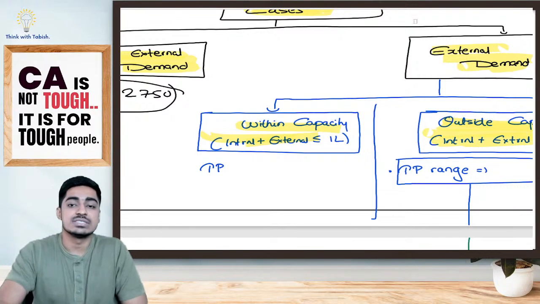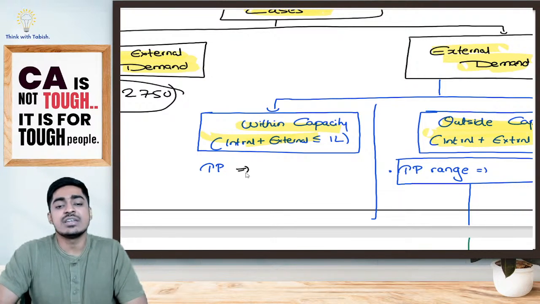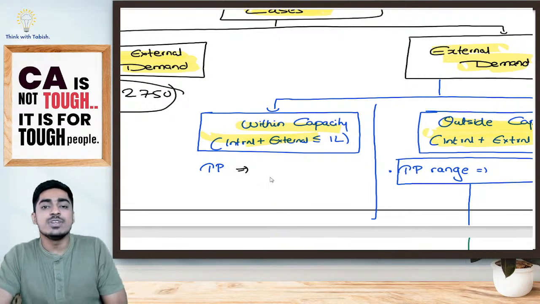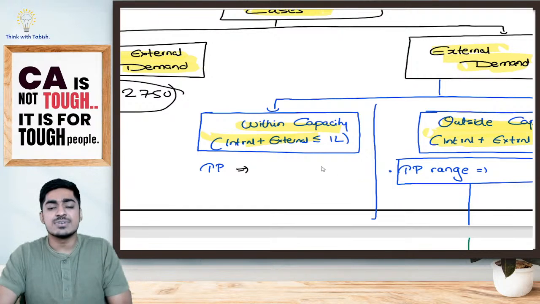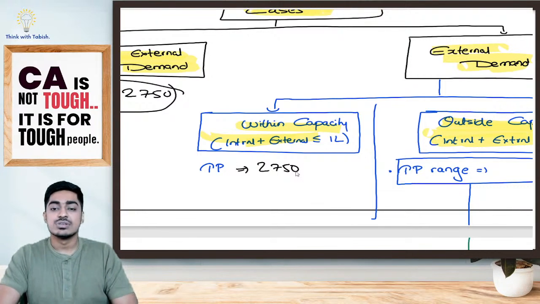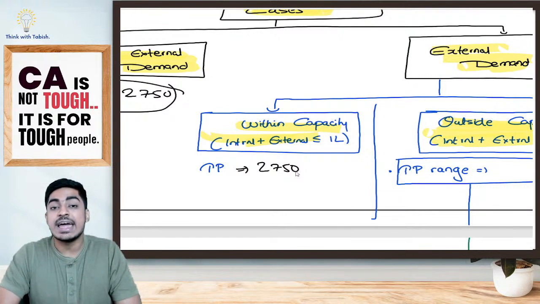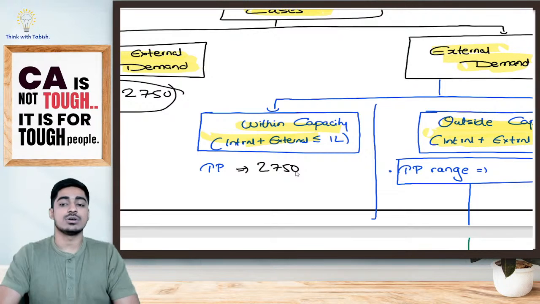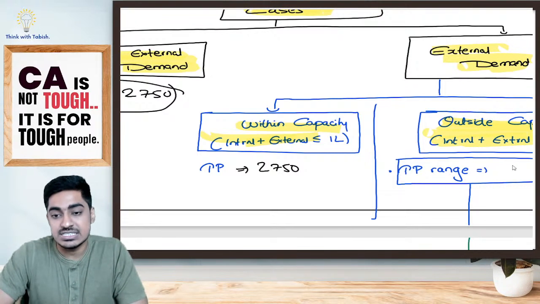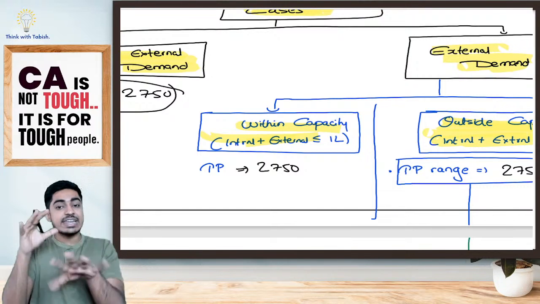There could be two cases. If the total sale is within the capacity, still I'll tell, okay, external demand somewhere around 50,000 units is there. Internal also I'll transfer 10,000 units. So I'll transfer it at 2,750 only, no issues. But if it is going outside my capacity, I will have to start charging my opportunity cost. So the transfer pricing range could be somewhere between 2,750 to 4,000. Yes or no? It will be somewhere in that range.